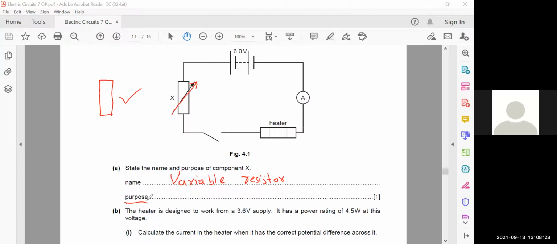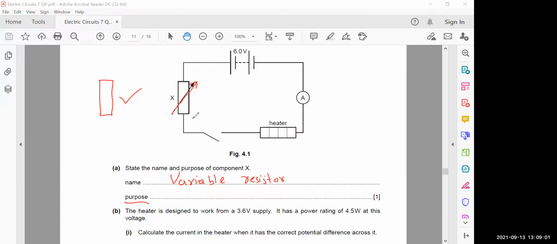So what is the purpose or the benefit of connecting this variable resistor? You can change the value of resistance. Children, you can increase the resistance, you can decrease the resistance. By increasing or decreasing resistance, you can increase or decrease the current in the circuit. Then what happens with the heater? How will the heater work? The heater can give more heat or less heat, depending upon how much current is flowing. So basically the purpose of this component X is to vary the value of resistance or current in the circuit.